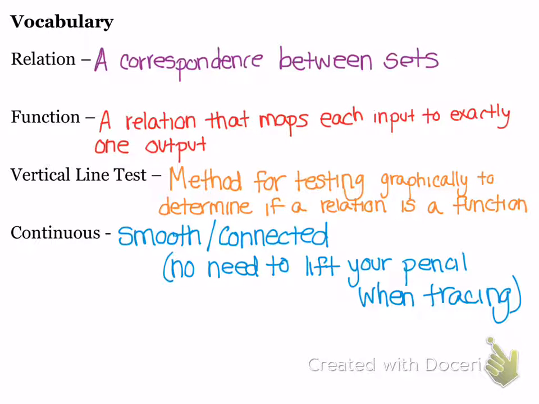And continuous means it's smooth, it's connected, and that's referring to the graph. The graph is smooth or connected. So basically, if you were to trace the graph that you drew, do you have to lift your pencil, yes or no? If you don't have to lift your pencil and you can trace the entire function, then it is considered continuous. If you do have to lift it, like in the example we just did, that's not continuous, and we actually call it discontinuous.